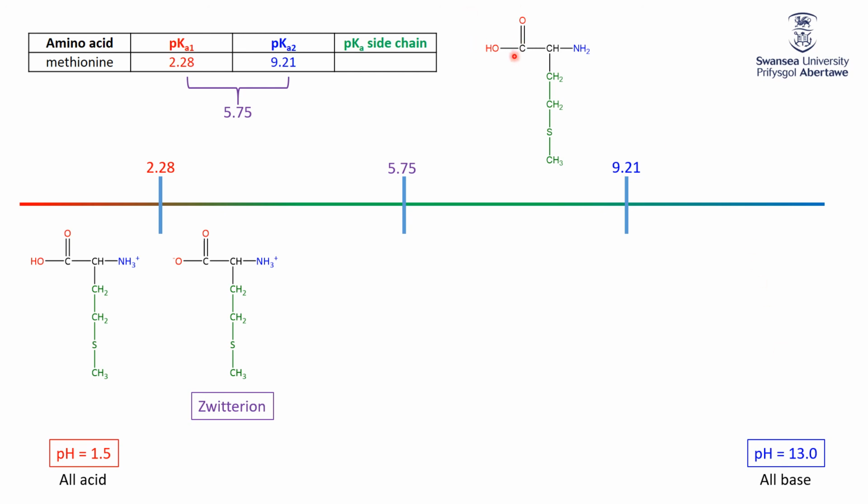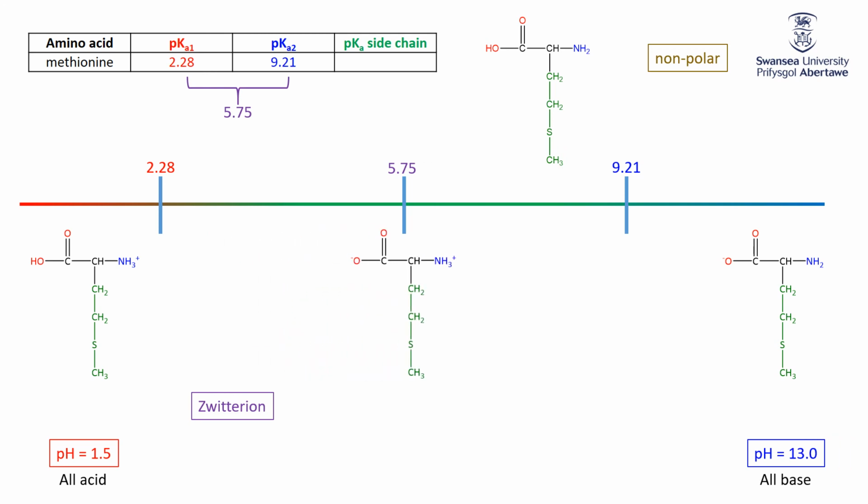At the fully basic end, everything is in the basic sense. So the basic end of the carboxylic acid is the COO minus. The basic part of the amine is NH2. So there's that structure there. So at 9.21, 50% the NH2, 50% the NH3 plus. And then this side chain here, even though it's got that sulfur in there, it's not SH, which is cysteine, which would have been polar. You've got that extra methyl group on there, which makes it non-polar. And let's just move the Zwitterion over like that.